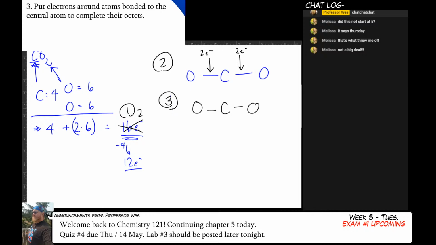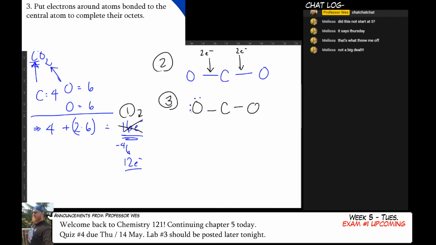Put electrons around the atoms bonded to the central atom. So the outermost atoms get electrons. And what we're going to do is give them enough electrons, one atom at a time, so that each atom gets an octet, and then we move on to the next atom. And we keep doing that until we are done with the outer atoms, or we run out of electrons. So I'm going to do it like this.